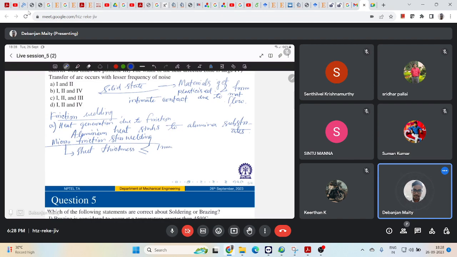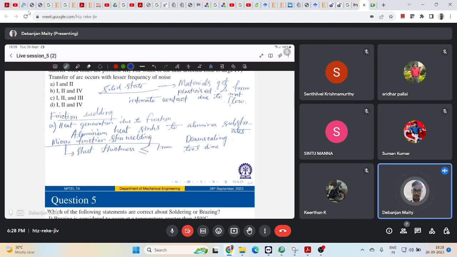What are the applications? As I was saying, electronic connections, maybe some micromechanical assemblies, thin-walled structures. Over there, you can use micro friction stir welding. So, what is happening over here? You are downscaling your tool dimension, the tool which you are stirring over your sheet surface. You cannot use a larger dia tool, right?